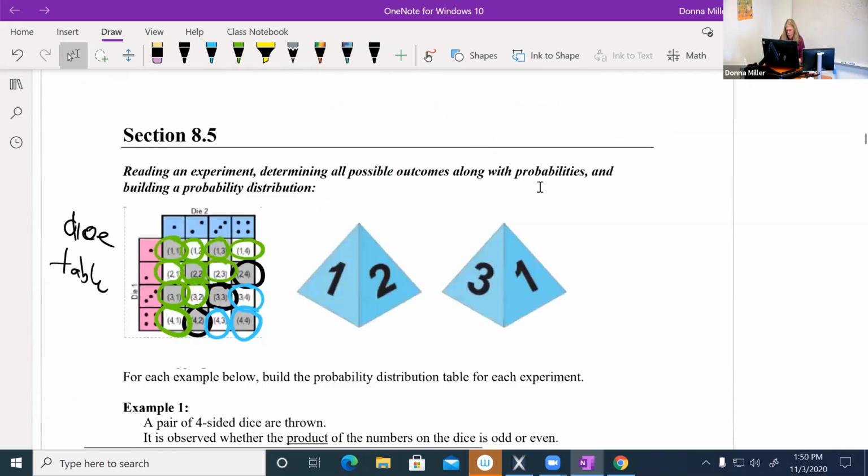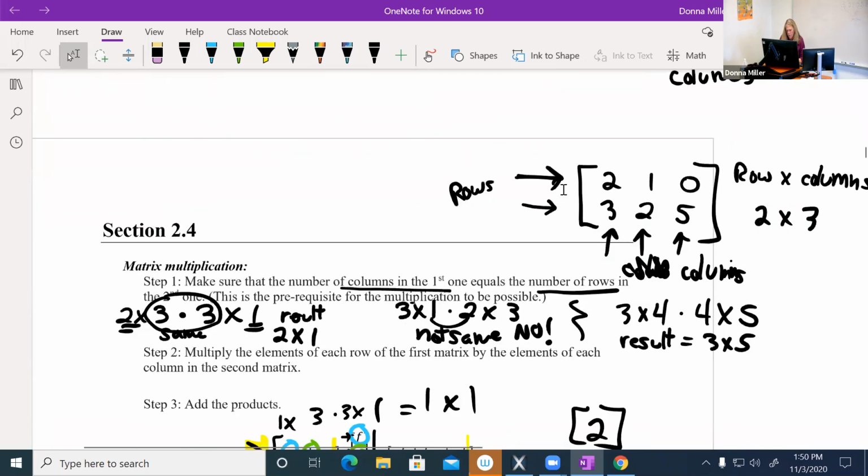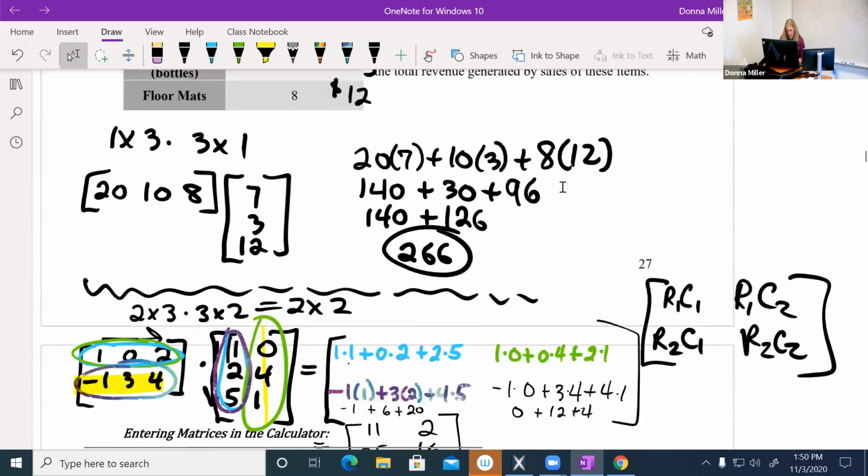All right, let me find it. Nope. Let's see, we did matrices the other day.